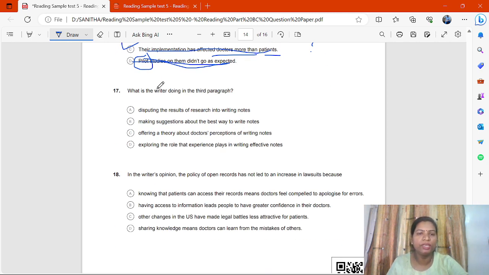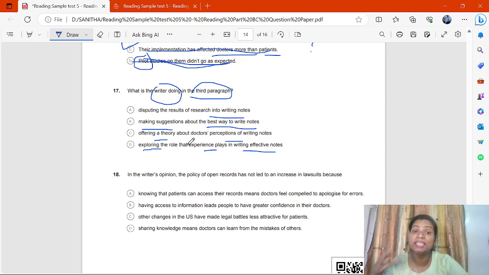What is the writer doing in the third paragraph? Disputing the research into writing notes, making suggestions about the best way to write notes. These points are very, very important. Offering a theory about doctors' perception of writing notes, exploring the role that experience plays in writing effective notes. So we have to find out which option is matching with the passage.